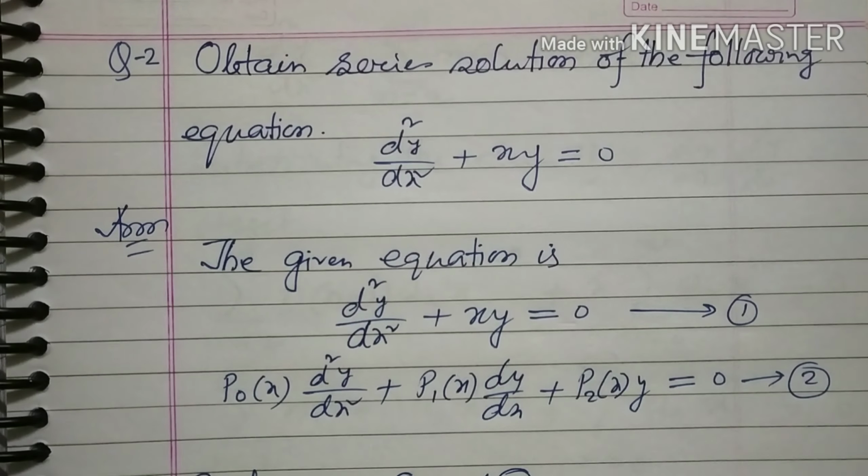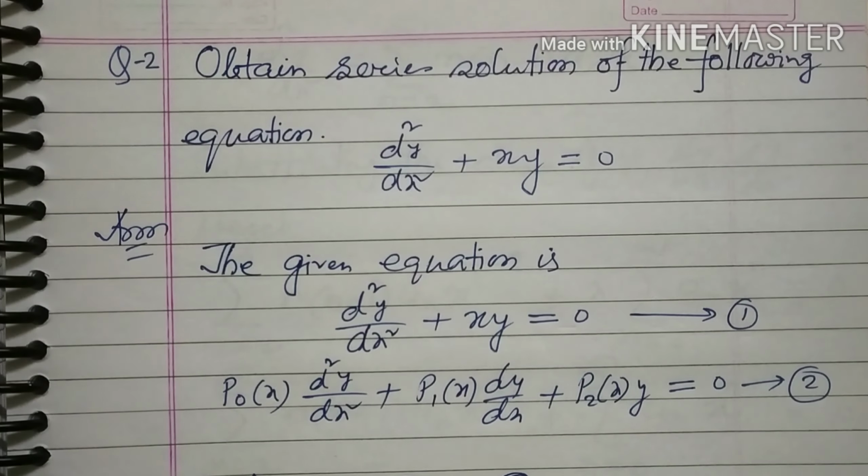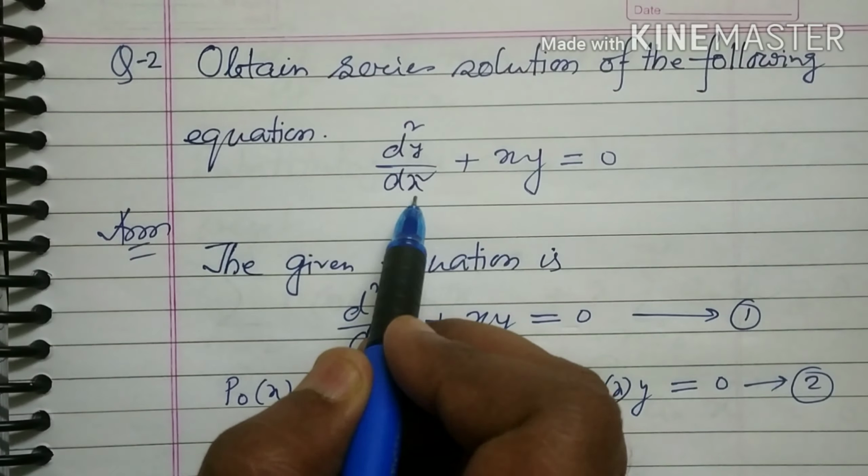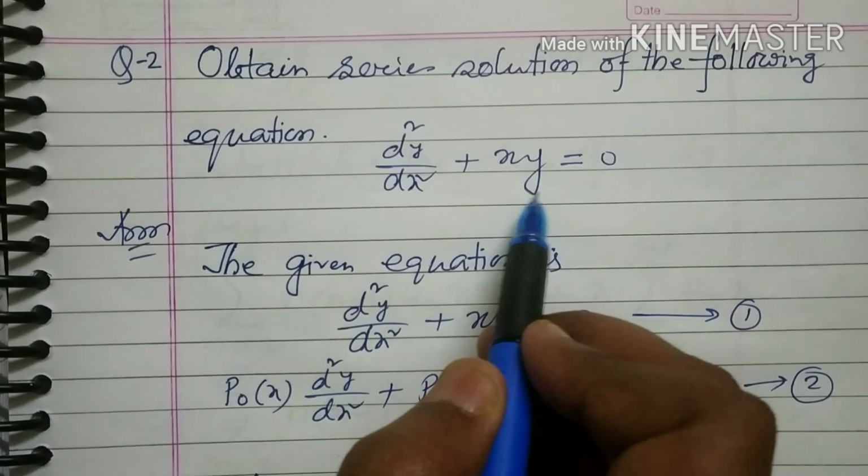Today I will discuss another question based on ordinary point. Okay. The question is: obtain the series solution of the following differential equation, d2y/dx square plus xy is equal to 0.